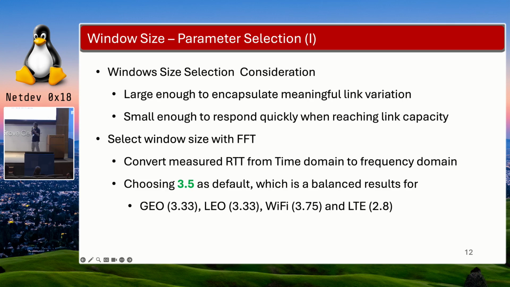After we do that, we found it's pretty constant across the different link types. For example, over GEO it is 3.3, over LAN it is almost the same, Wi-Fi is a little bit larger, and LTE is smaller. So we choose 3.5 as default and make this parameter configurable if we need further tuning.